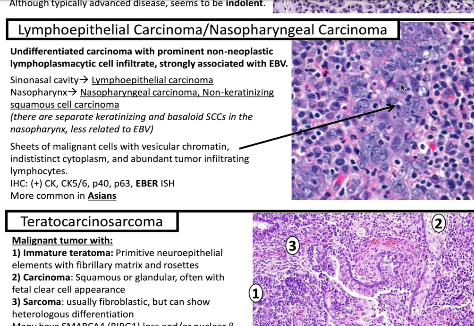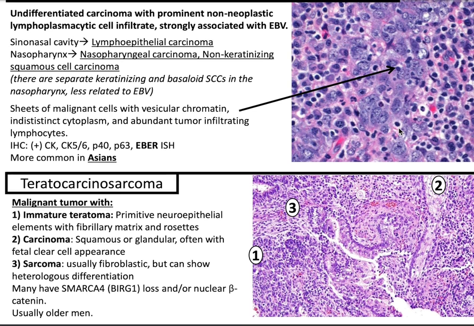Histologically, architecturally, you'll see sheets of malignant cells with vesicular chromatin. You have indistinct cytoplasm and abundant tumor-infiltrating lymphocytes, as Dr. Schaber points out here. It will be positive for cytokeratins, CK5/6, P40, P63, EBER, and more common in Asians.